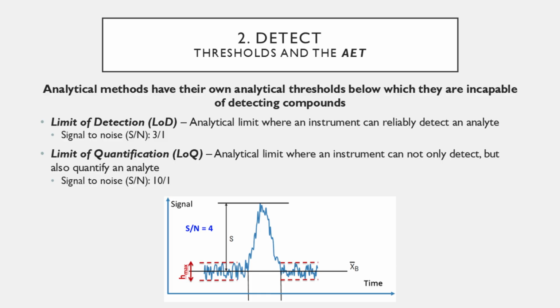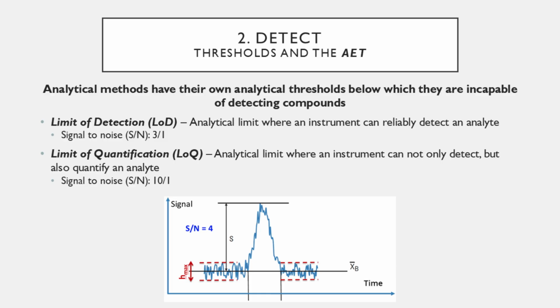The other accompanying definition is the limit of quantification, or the LOQ. That's the analytical limit where an instrument can not only detect, but also quantify the analyte. So one is a qualifying metric, and the other is a quantifying metric. To understand the toxicological concern, we're concerned with the LOQ, the quantification limit, and that's defined as a signal to noise ratio of 10 to 1.